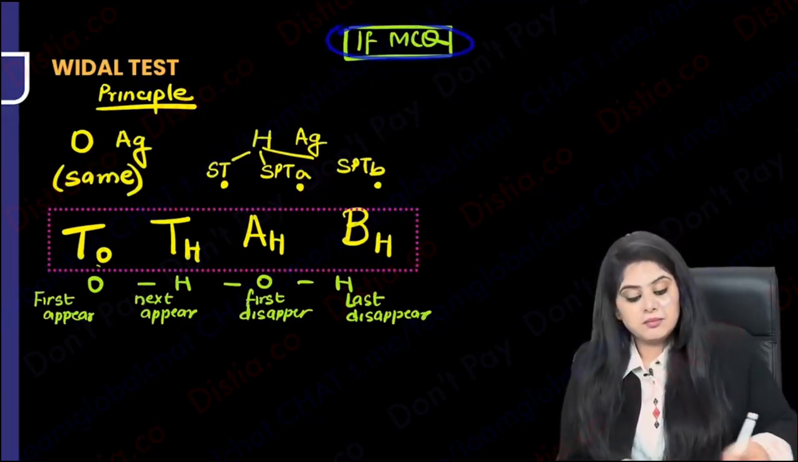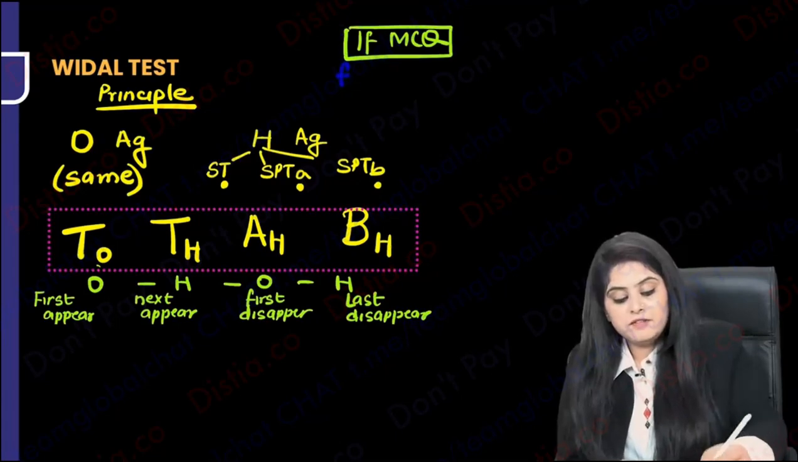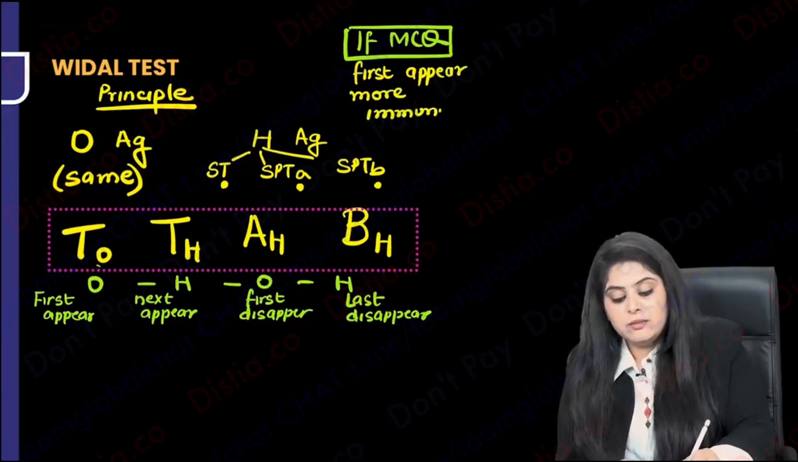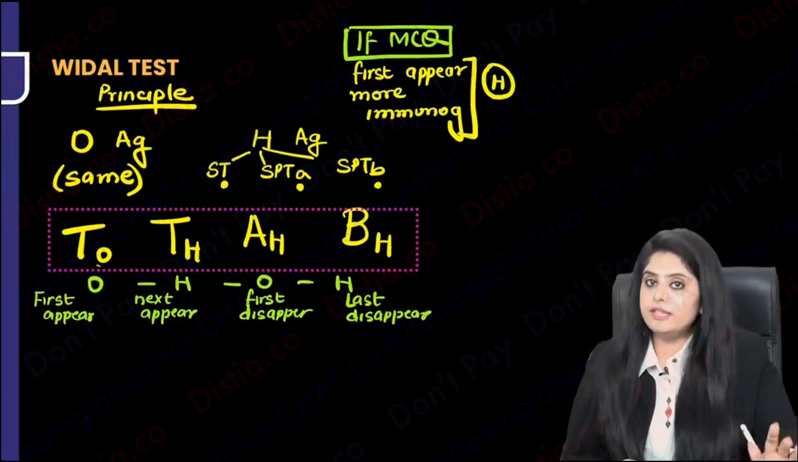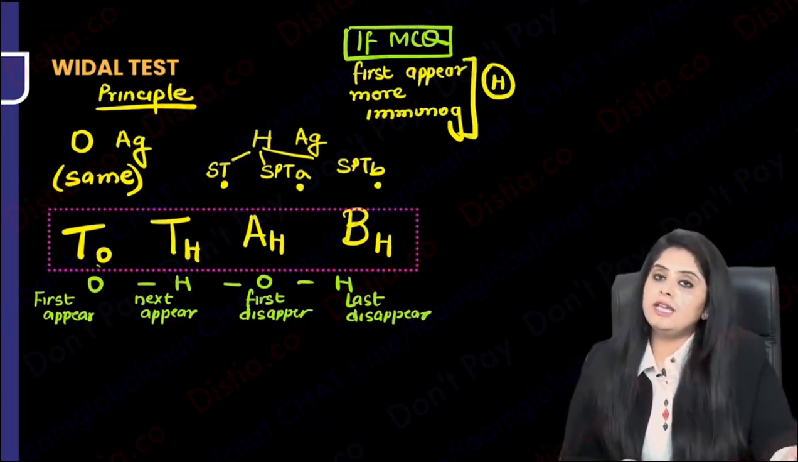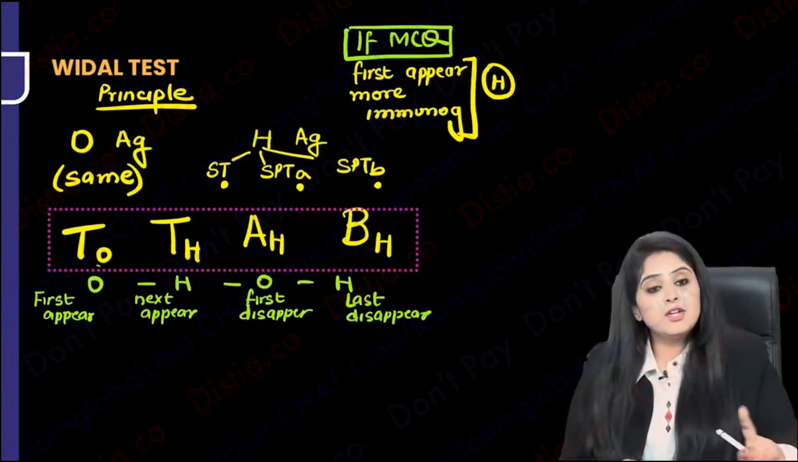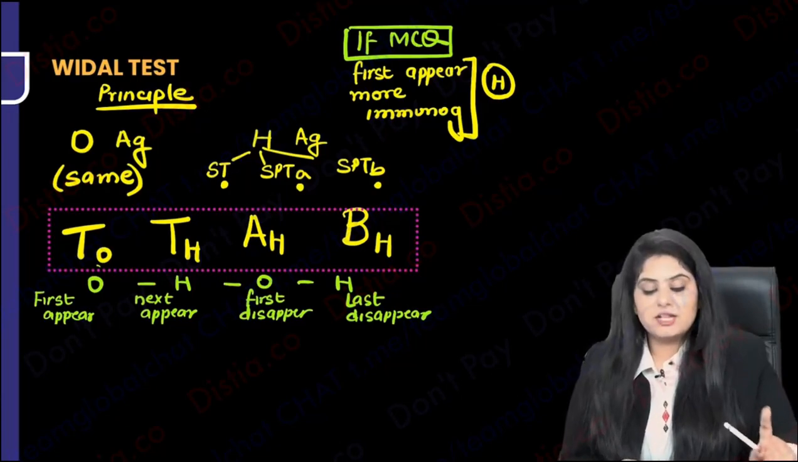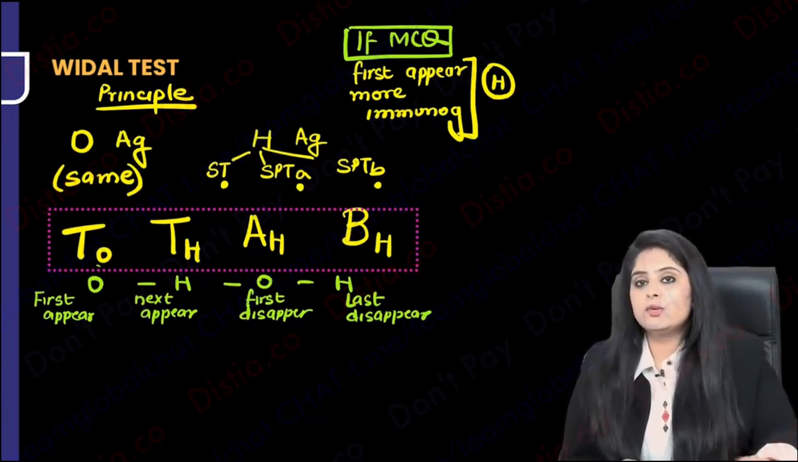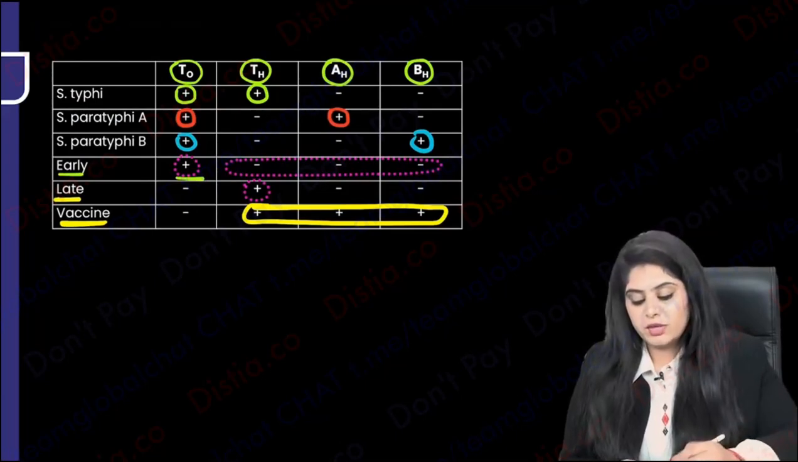But if an MCQ comes and they ask you which is the first one to appear in the blood, the first to appear and which is going to be more immunogenic, please mark H. Please mark H because the correlation for MCQ is going that way, that H is more immunogenic and that is why it should come first, but that will not help you in your diagnosis, okay? So for diagnosis, practically, OH for solving these questions, OH. But what is the titer?